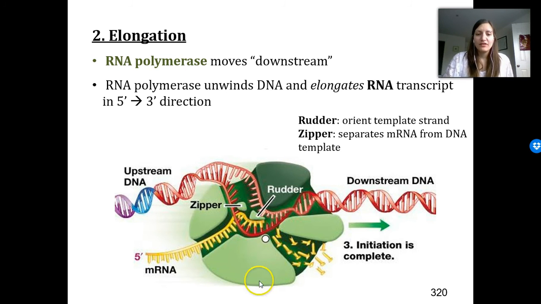So the whole point of the zipper, as you can see here, is that RNA is being duplicated, being added, and it goes up, but then it hits this zipper, which pushes it downward. It's pushing it downward out of this enzyme, and then eventually it'll be released out into the cytoplasm. So the rudder is going to help direct that template to the active site. The zipper is going to help direct mRNA away from DNA. We want to keep these molecules separated.